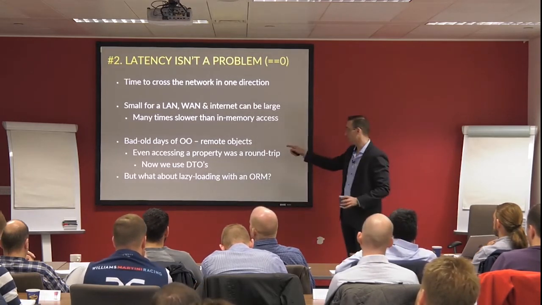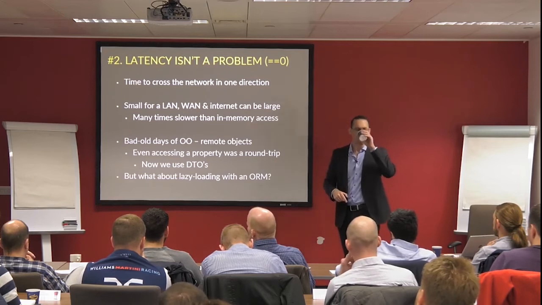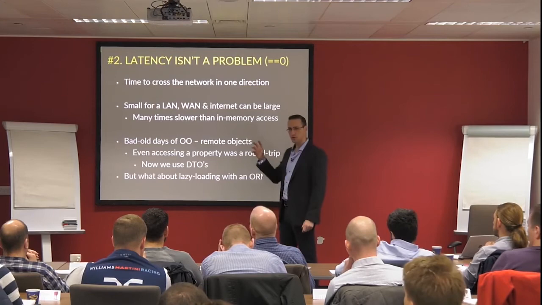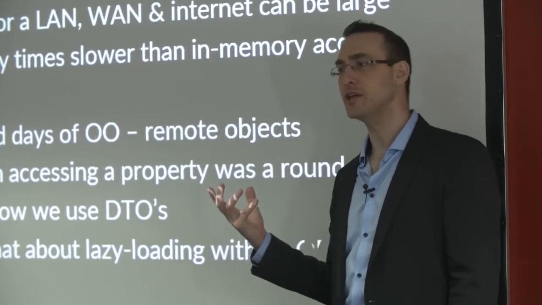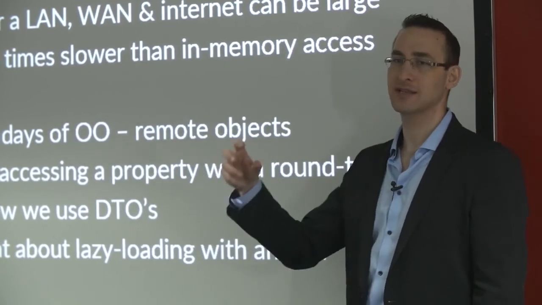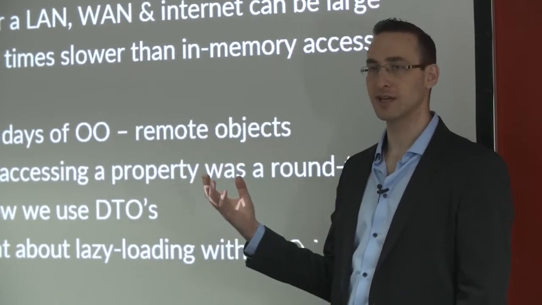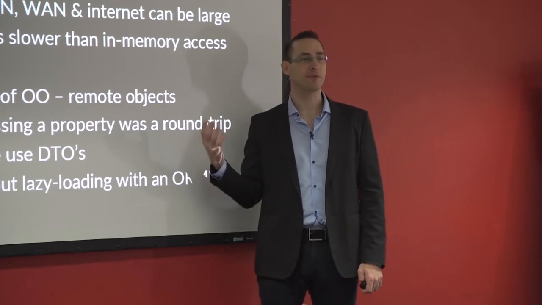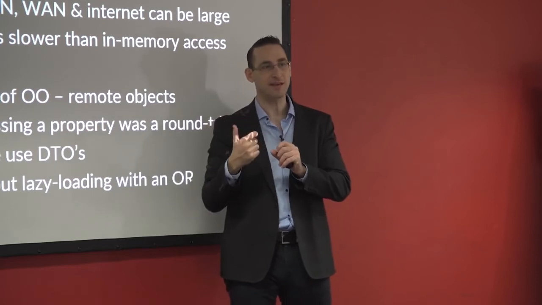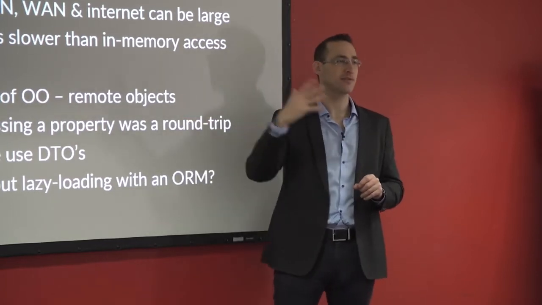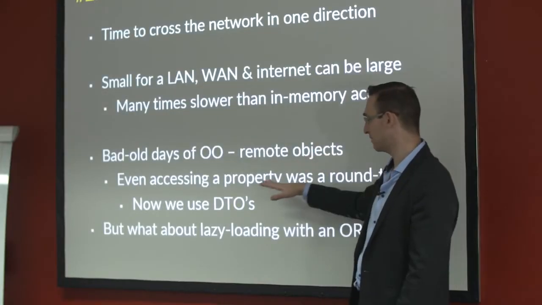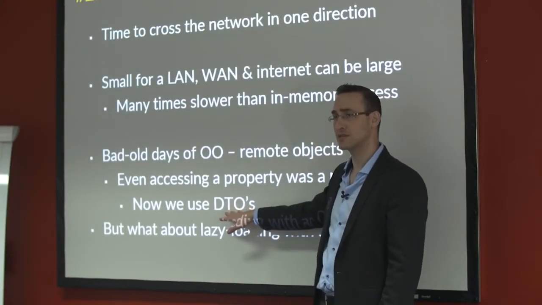Now, a few more words on remote objects. Back in the day when remote objects started, people were so enamored by object orientation that the concept was that if you needed to access even a property on an object, that would be done remotely. You would do A dot B, and referencing that B would result in a remote call to the other side and get you some data back.